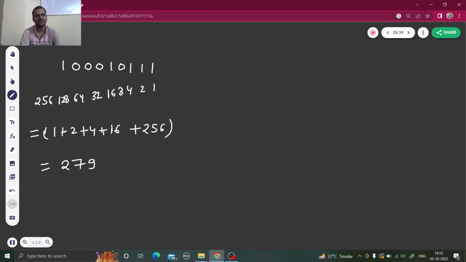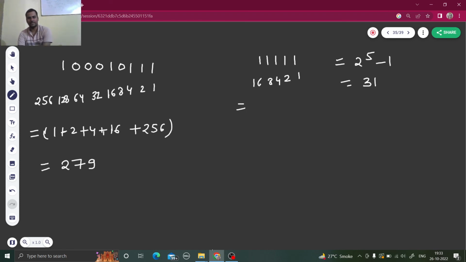What is the other number? That is 11111, 5 times. So there is a trick for this also. If you have got 1 5 times, all 1, so directly you can write 2 power 5 minus 1, that is 32 minus 1, 31. Let's check also. So this will multiply by 1, then 2, then 4, then 8, then 16. So 16 plus 8, 24, 28, 30 and 31.